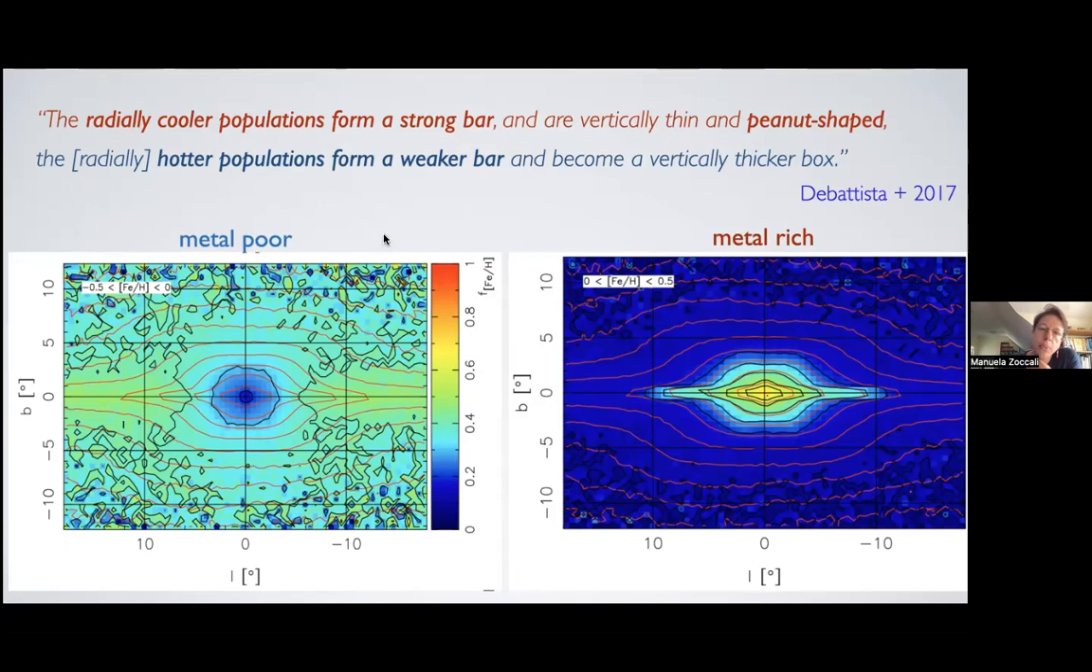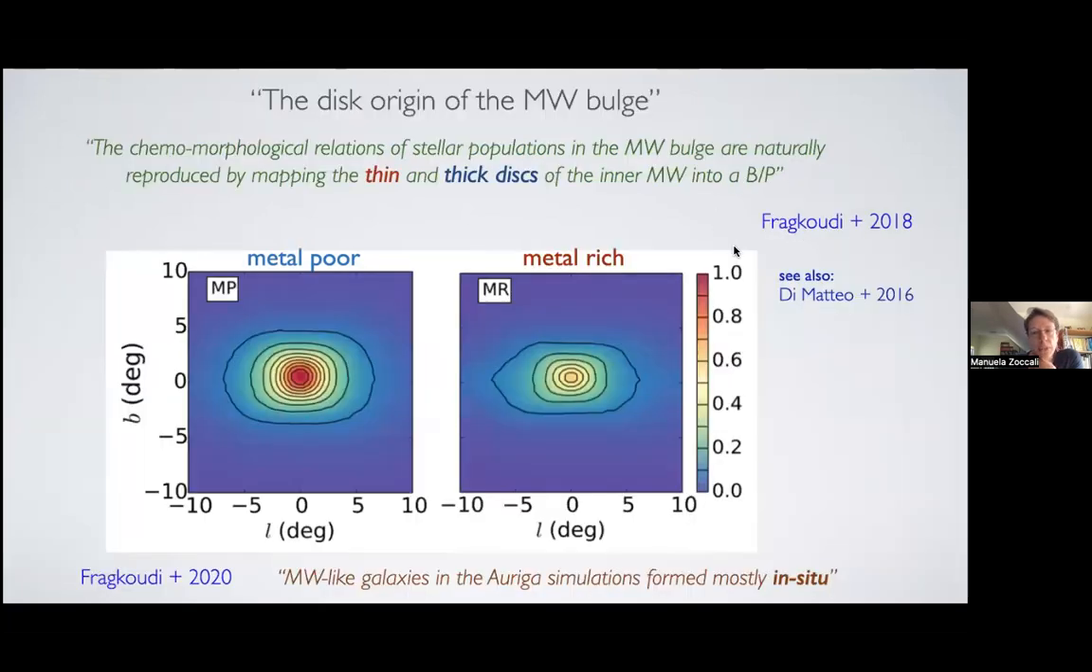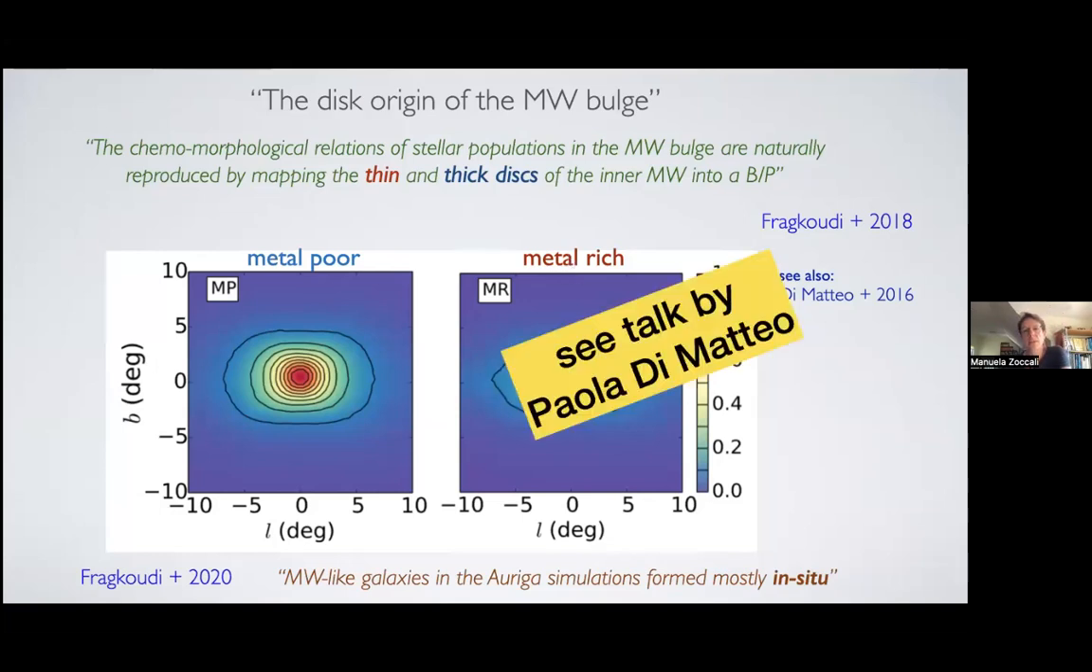In fact, you can form both of them from the disk, provided that there are two disks with different radial distributions. Same thing from Francesca Fragkoudi and Paola Di Matteo. They get a rather spheroidal distribution for the metal-poor stars and more elongated for the metal-rich stars. If you didn't do it already, see the talk by Paola Di Matteo. She had more beautiful figures than these ones I could take from the papers.